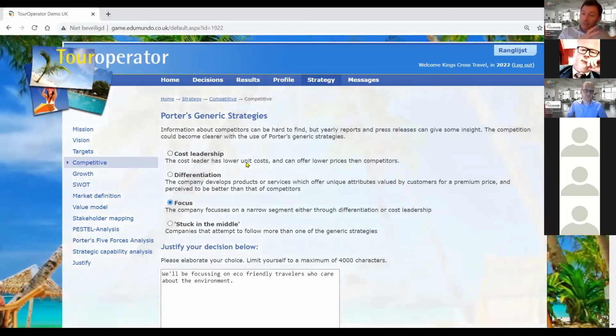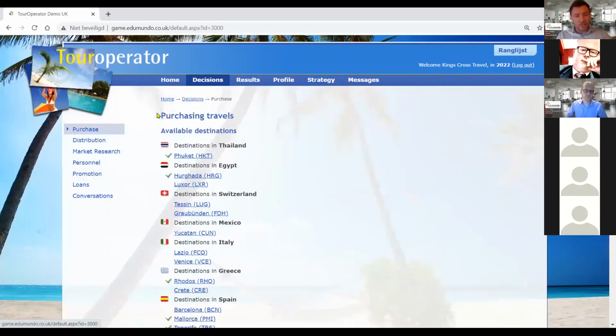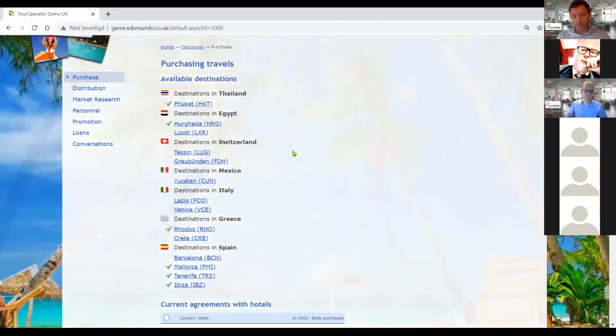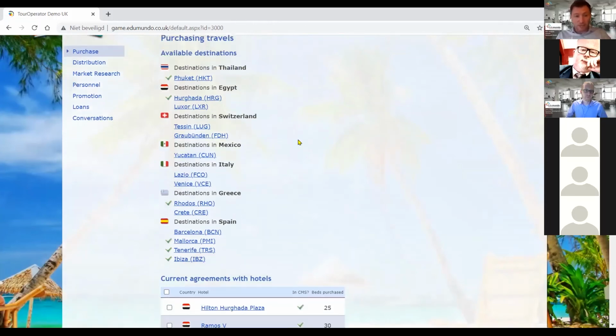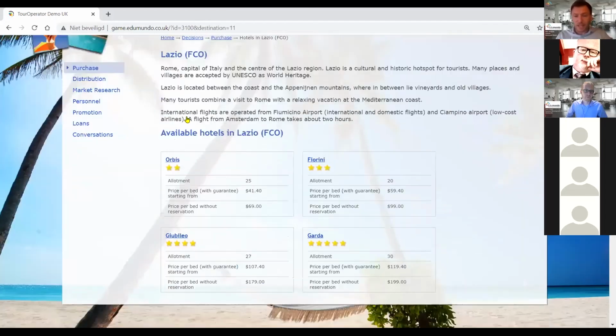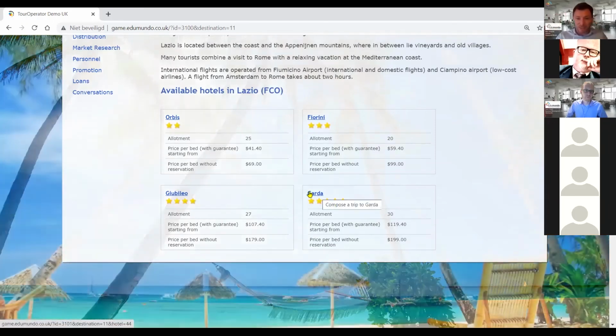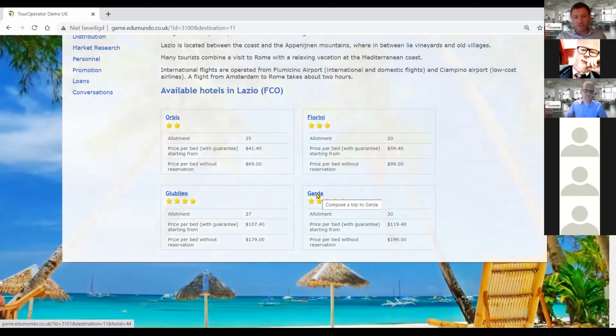So we've seen the analysis, then there's a strategic focus, and afterwards, of course, they have to bring that strategy into practice. In the decision section, they can take operational, tactical decisions for a whole bunch of departments. First one is the purchasing department, where they can create allotment deals with hotel chains all over the world. Let's say we take a quick look at some destinations in Italy. Let's say Lazio. In Lazio, there's a couple of hotels, a 2-star, a 3-star, even a 5-star. Let's say we are interested in the higher quality, high price segment of the market. So let's see what Garda, the 5-star hotel, has to offer.